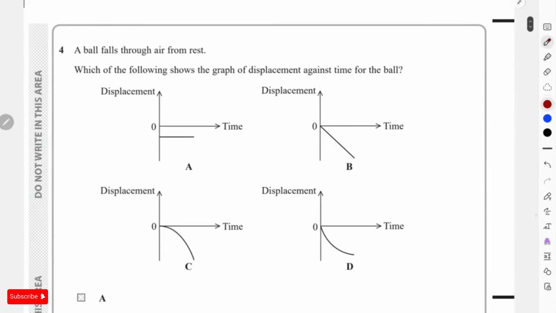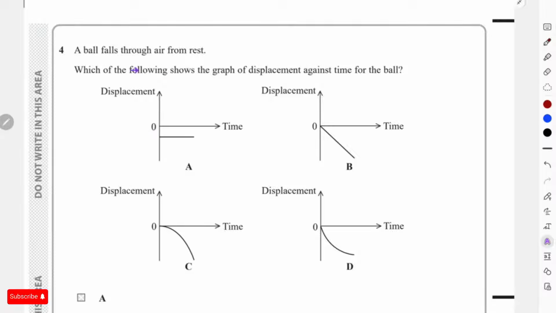Moving on to the next question, they are asking that a ball falls through air from rest. Which of the following shows the graph of displacement against time for the ball? As it is falling through air from rest, it means obviously it's going to start from the origin, right? So this graph is not starting from the origin. So option A will not be one of the possible correct answers.